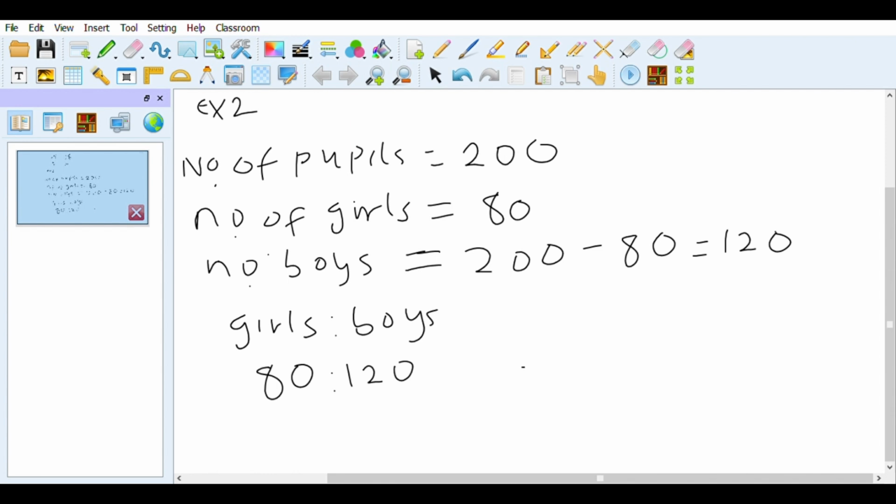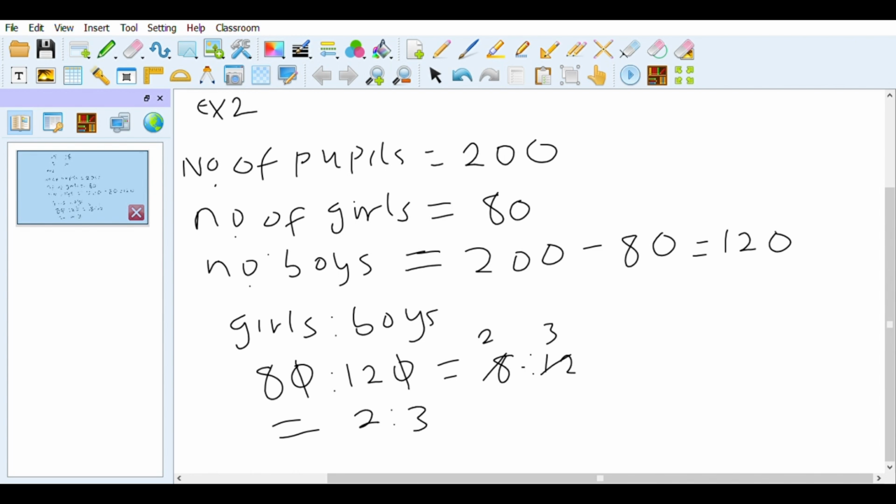There are a lot of numbers that can do this. But since here is 80 and here is 120, just take note that the 0 can cancel out this 0. So we are left with 8 is to 12. All right, so this is simpler to deal with. What number can divide 8 and 12 at the same time? 4 can divide. If 4 divides 8, we have 2. If 4 divides 12, we have 3. So this ratio can now be reduced to 2 is to 3.